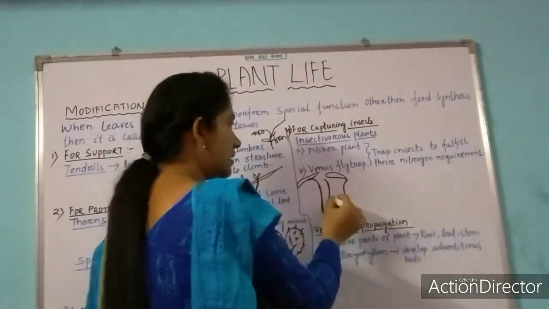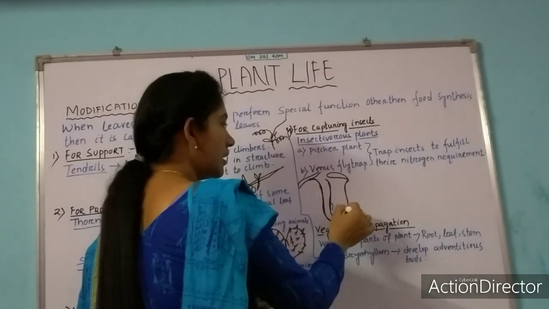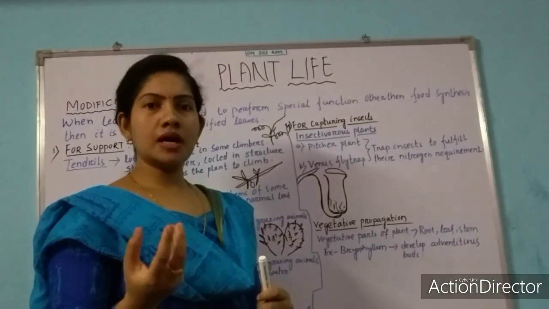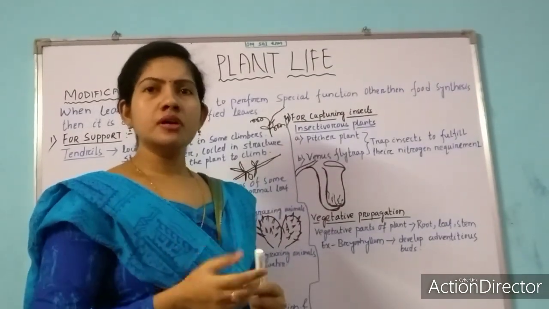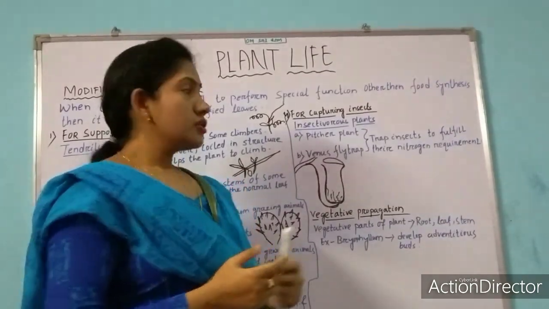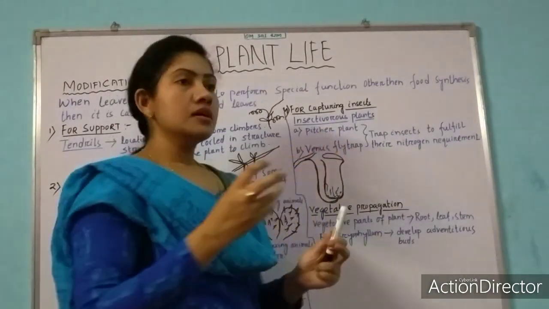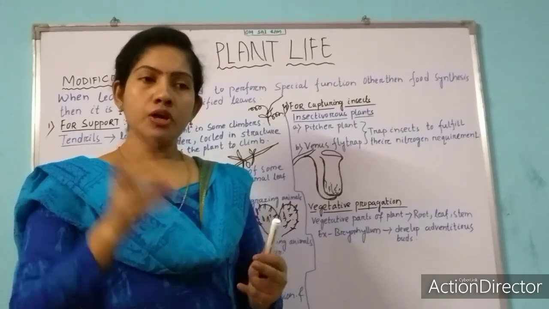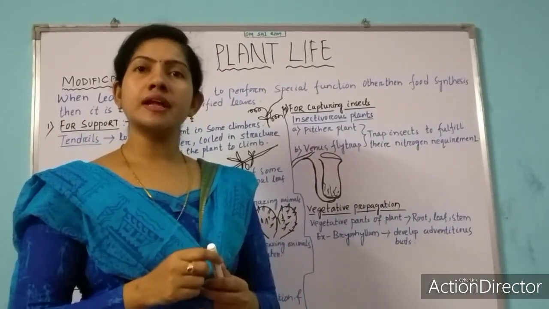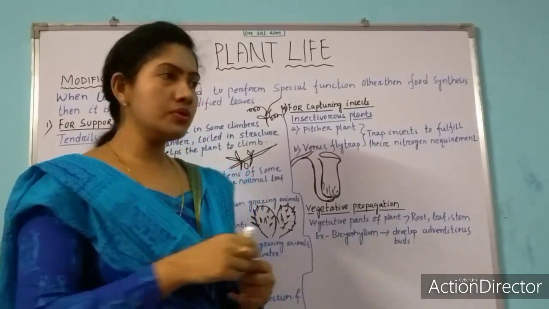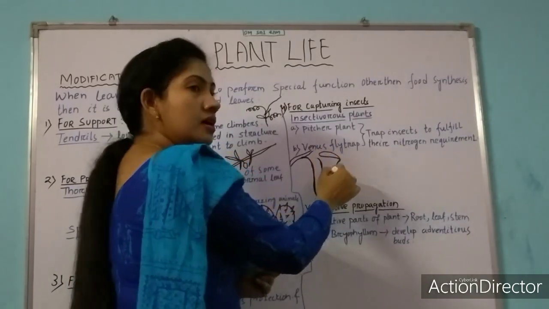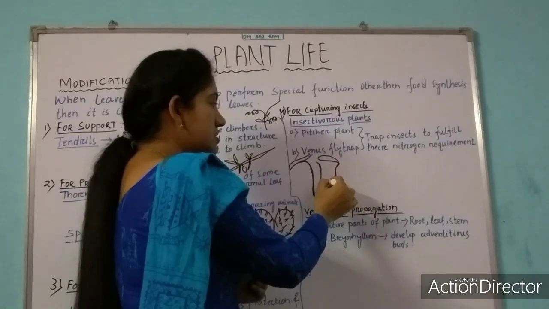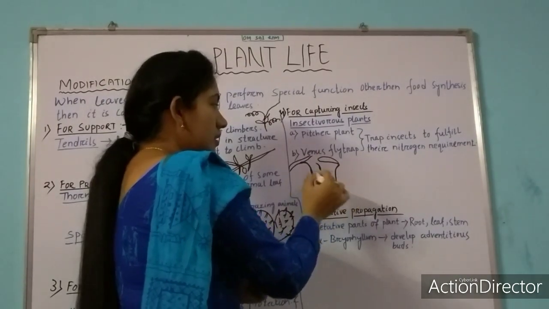So what happens inside this pitcher? It has nectar. What is nectar? Nectar is the honey, or the food, for bees and insects. So when some insect, just take the example of a bee, searches for nectar, for its food, it will enter inside the pitcher. After entering the pitcher, they will go inside.